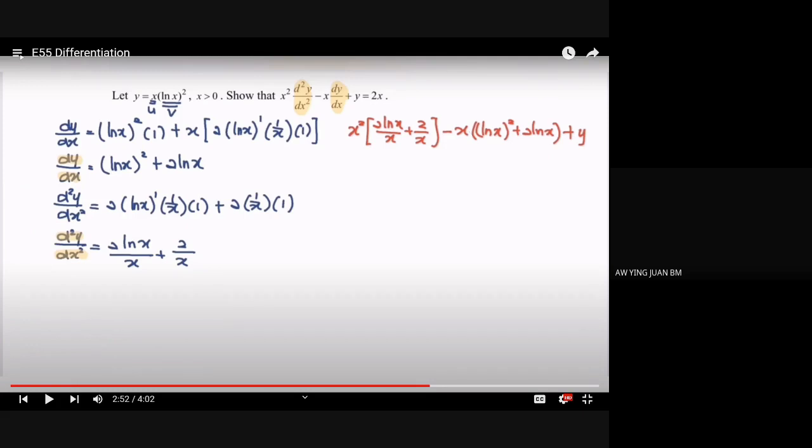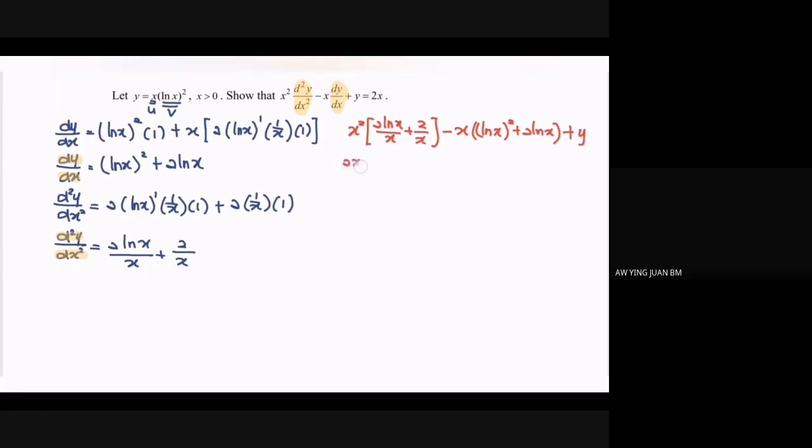Tengok dapat tak 2x. Kalau dapat 2x maksudnya dapat show. Okay, so beri perhatian cara nak show itu. So we will have 2x ln x plus 2x minus x bracket ln x bracket square minus 2x ln x. In here, y, we have x bracket ln x square.